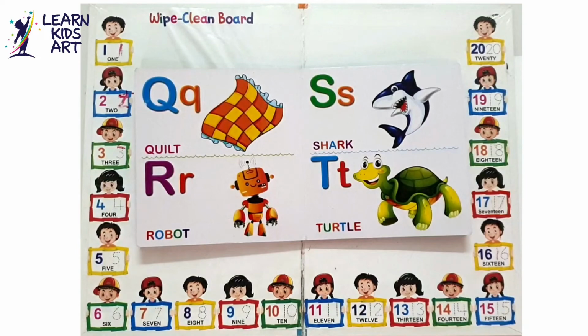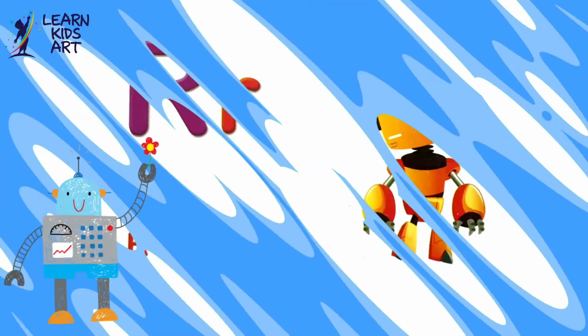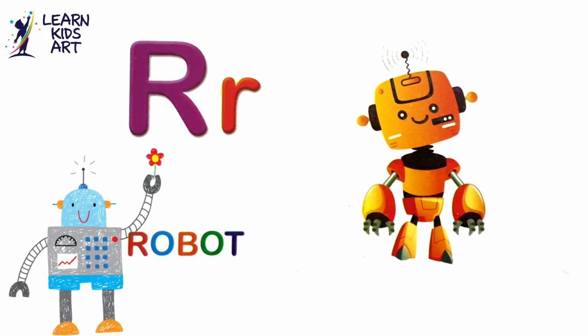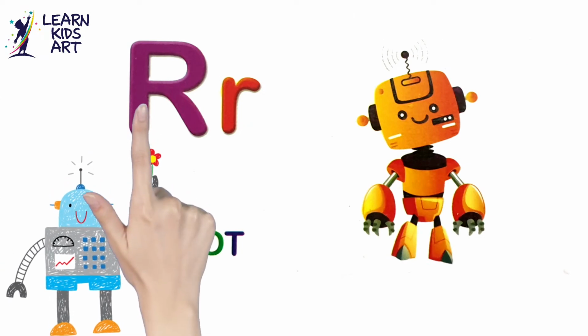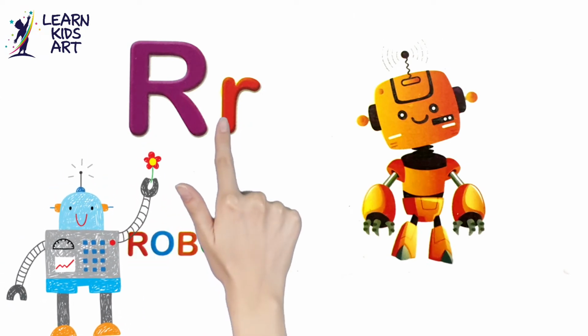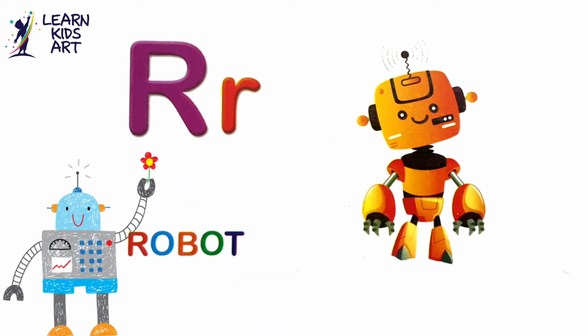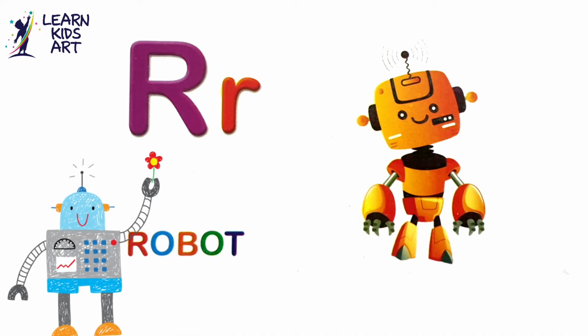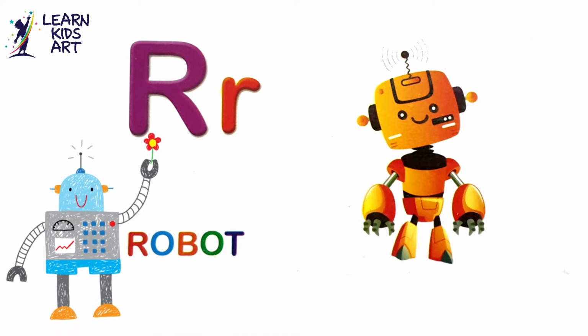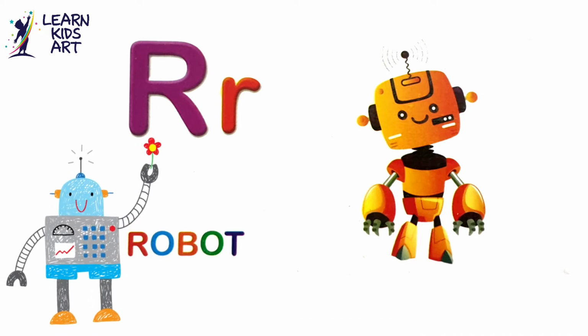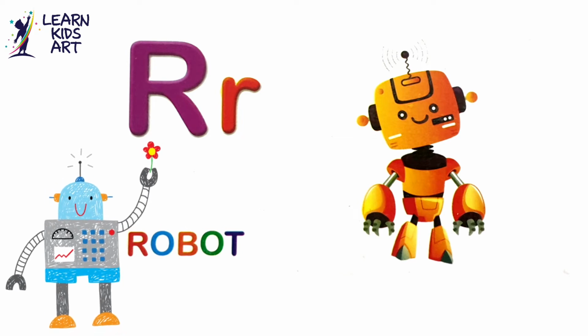Next letter is R. R. This is capital R. This is lowercase r. R sounds R. R is for robot. R-O-B-O-T, robot.